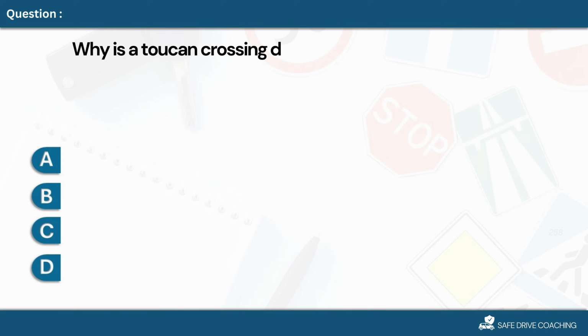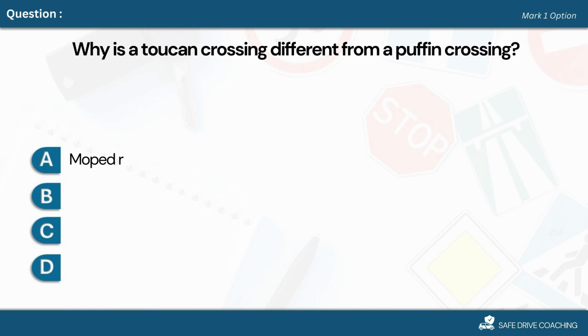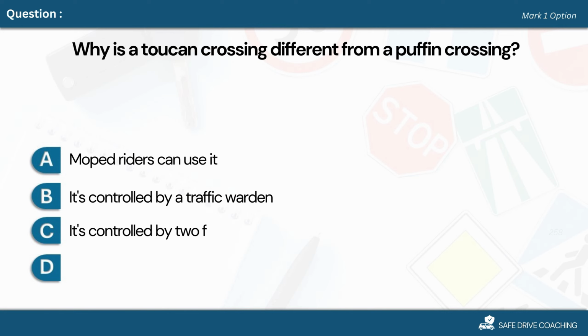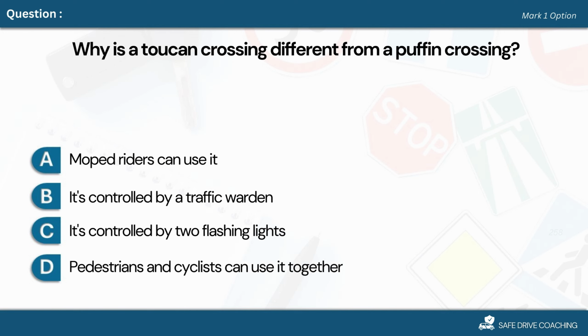Why is a toucan crossing different from a puffin crossing? A. Moped riders can use it. B. It's controlled by a traffic warden. C. It's controlled by two flashing lights. D. Pedestrians and cyclists can use it together.